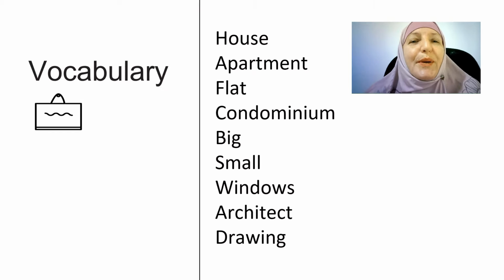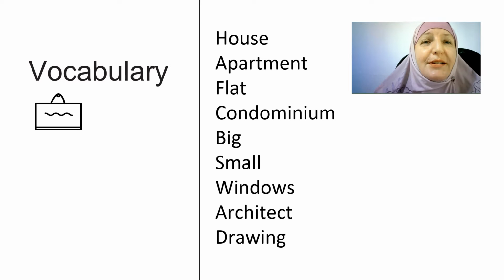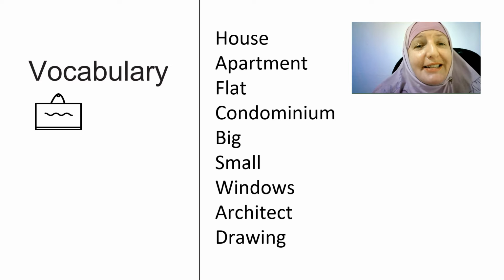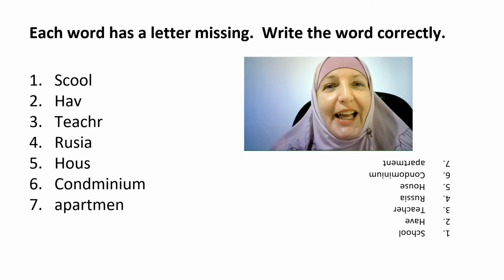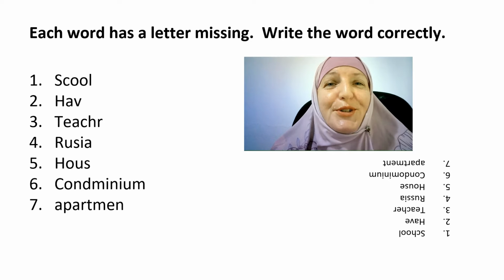These are the words that we used in the video. If you do not know the vocabulary, go back through the video to check the context clues for meaning. Then write the words in your own language and also write a sentence using the word. The words are house, apartment, flat, condominium, big, small, windows, architect, drawing. Pause the video and try and spell these words correctly.